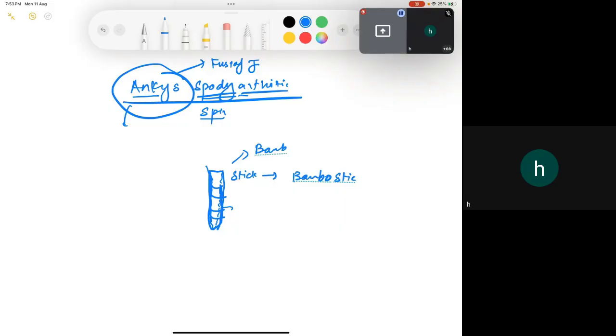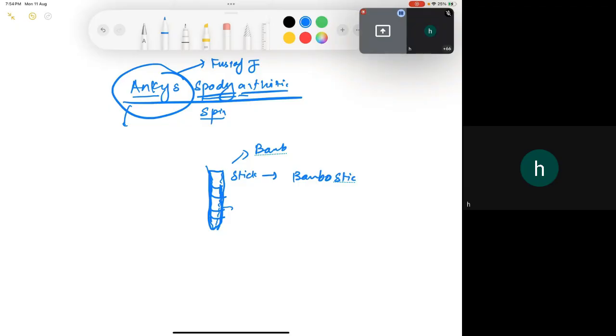It arises in young adults, most often male, not female, because this is seronegative, with no rheumatoid arthritis. It means it's not an autoimmune condition, right? Males are more affected by these seronegative conditions, because autoimmunity is mostly seen in females, as we discussed.